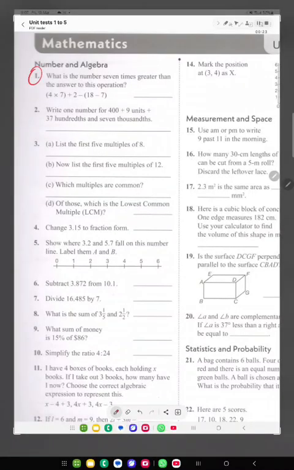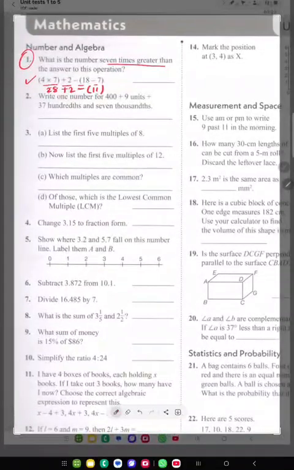Question 1 is, what is the number 7 times greater than the answer to this operation? So we have to do this calculation and then times it by 7. As per BODMAS, we should multiply first. So 4 times 7 is 28, plus 2 is 30, take away whatever we get from 18 take away 7. 18 take away 7 is 11. So it's 28 plus 2 minus 11.